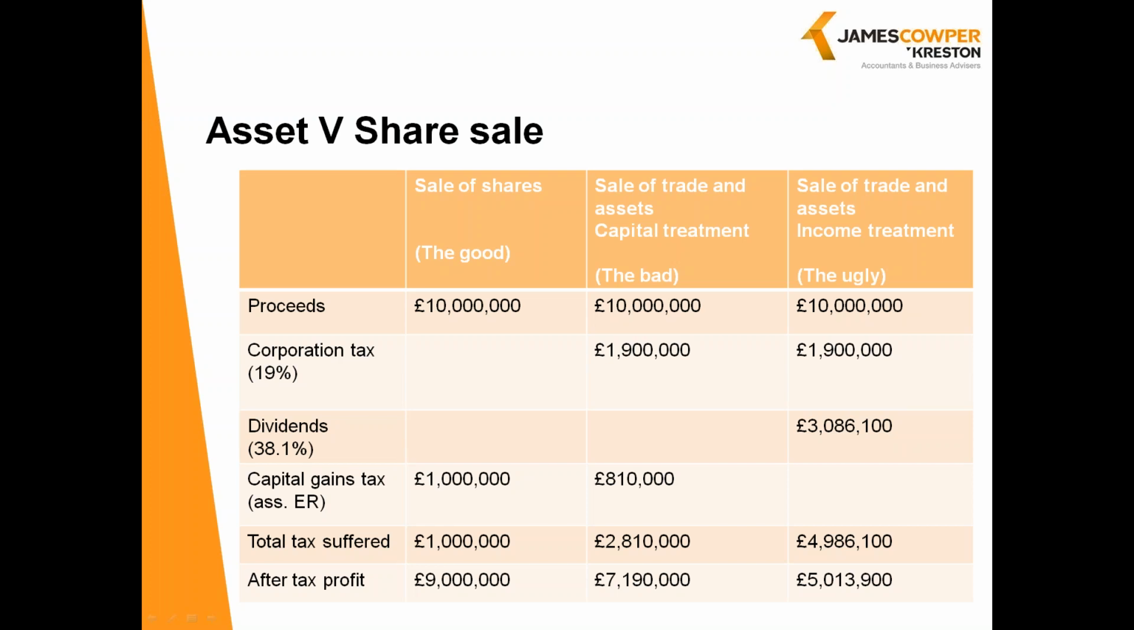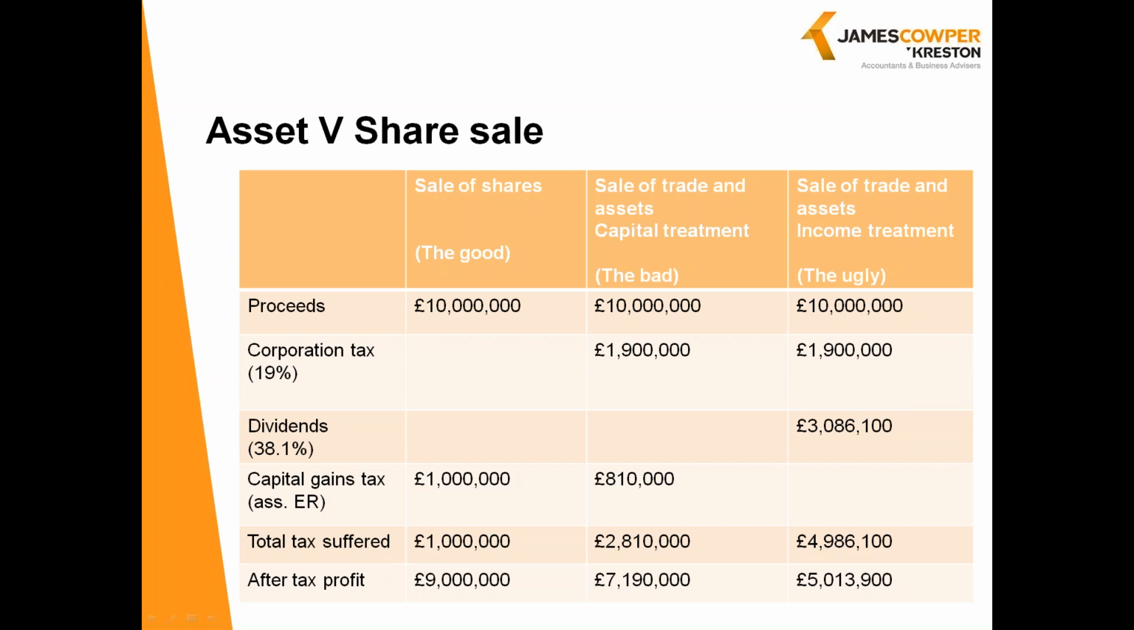I've modelled scenario 3 on the assumptions of column 2, but with the difference that entrepreneurs' relief isn't available on your disposal and that capital treatment isn't available either. The situations that could arise would generally be if the circumstances of the disposal fell within certain anti-avoidance provisions.